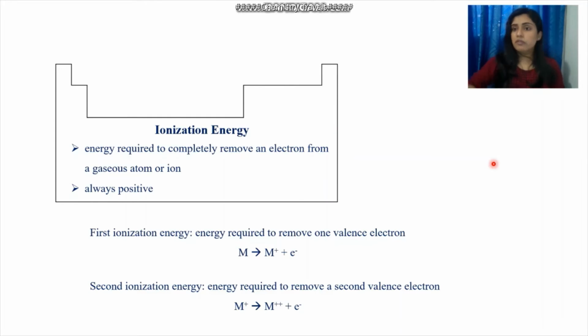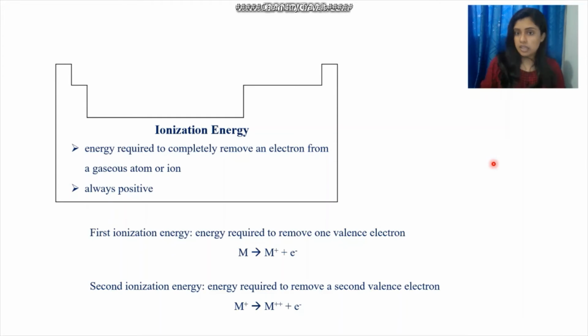And if you're removing one more electron, that is the energy that is required to remove a second valence electron, that would be the second ionization energy. So here, instead of a neutral atom, it now becomes a charged atom that is undergoing a further removal of an electron.